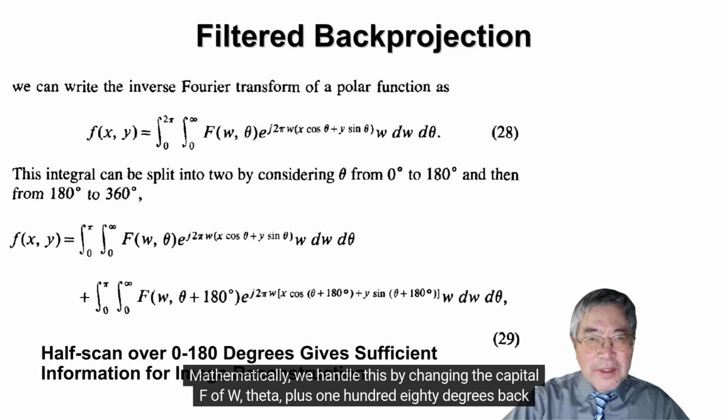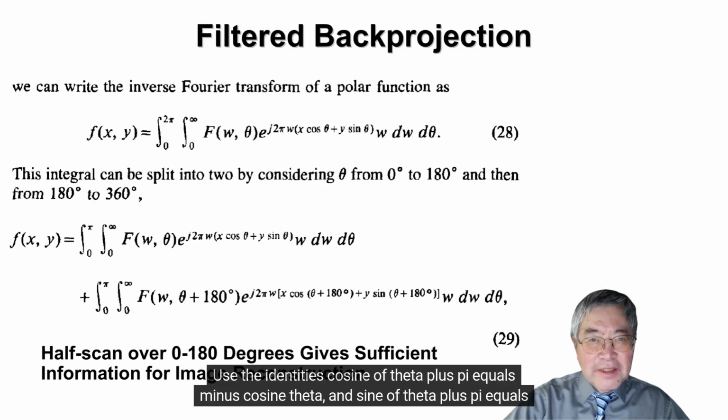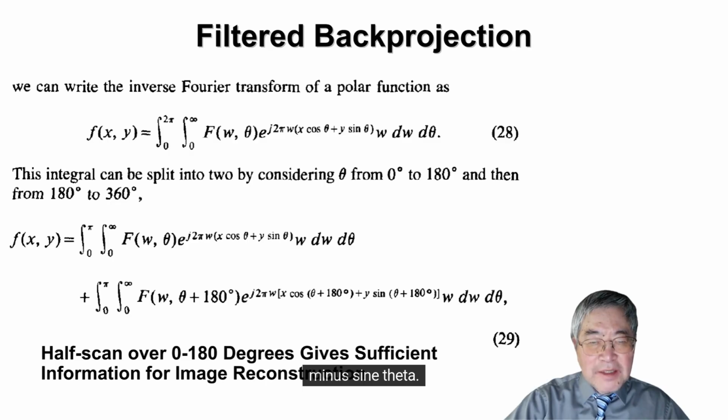Mathematically, we handle this by changing the capital F of w, theta plus 180 degrees back to a function of theta. Use the identities cosine of theta plus pi equals minus cosine theta and sine of theta plus pi equals minus sine theta.